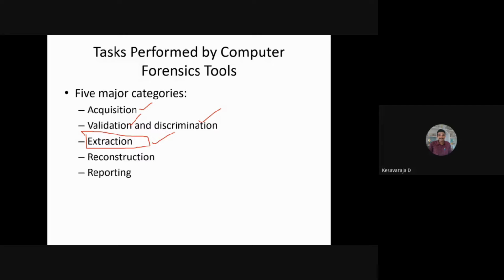After that, you can create another drive or another image, similar to it, for submitting in court. That is reconstruction or recreation. At last, you provide a proper report as evidence to a court. So these are the 5 major steps of a forensics tool: acquisition, validation, extraction, recreation or reconstruction, and finally report creation.